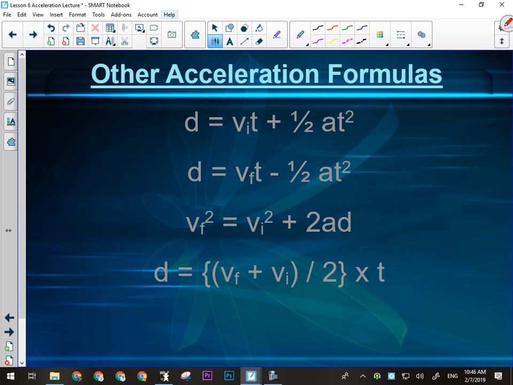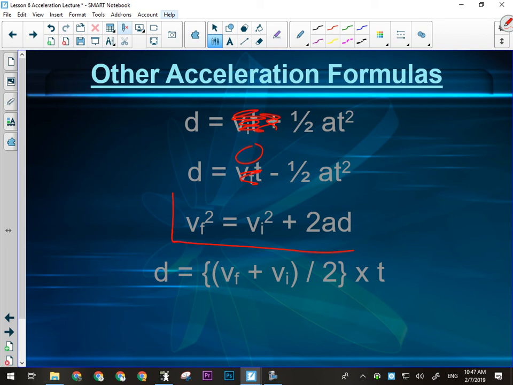I'm just going to delete all my scribbles here. If VI is 0, what's VI times T? 0. So then the formula is just D equals 1/2 AT squared, and you can solve for T because now T is only in one place. Same for this one. If VF is 0, you just have 0 minus that, and you can solve for T because T is only in one place now. But we won't ask you to solve for T if VI or VF is not 0. So you just won't run into a situation like that.